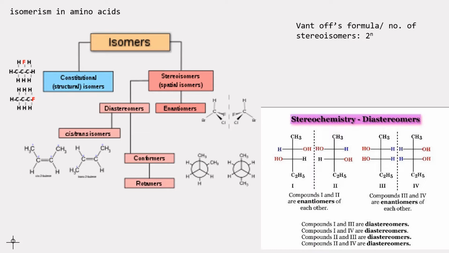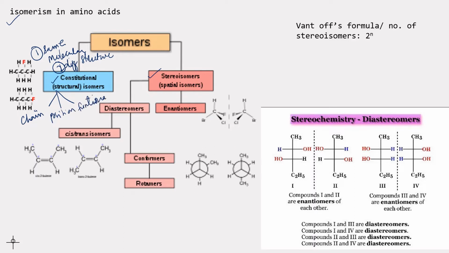So now we'll discuss isomerism in amino acids. Isomers are generally classified into structural isomers and stereoisomers. The structural isomers are the isomers which have the same molecular formula but different structures, and because they have different structures, they are called structural isomers. It is generally made up of chain isomerism, position isomerism, and functional isomerism.